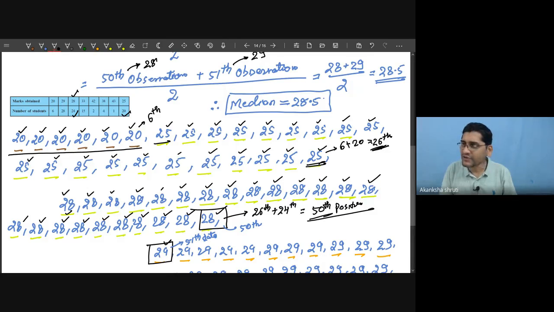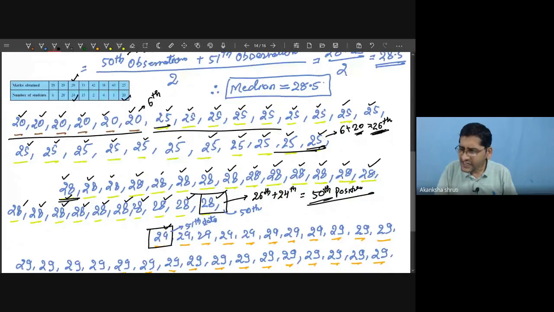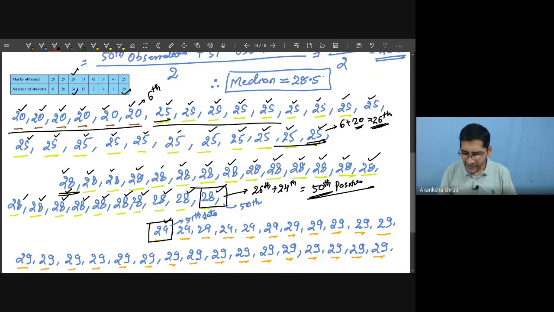Counting the number means what? It is the frequency of 20. Counting the number of 25 means what? It is the frequency of 25 that is being added. Next, for going to the next data or position, we add the 28 after this 26. 28 is occurring 24 times, so the last 28 will be the 50th position.